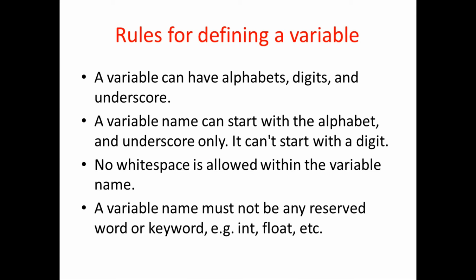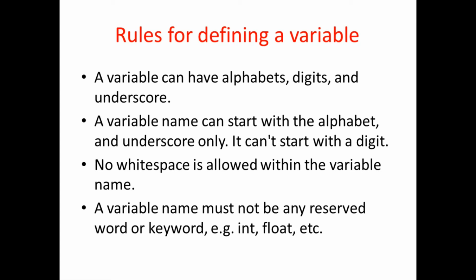There are some rules to define a variable in our program. The first rule is that a variable should have only alphabets, digits and underscore. Alphabets means you can use both cases, uppercase and lowercase. Digits means numbers, 0 to 9. And underscore is the symbol used to separate the words in a variable name, because we should not use white space, that's why we replace the white space with an underscore.